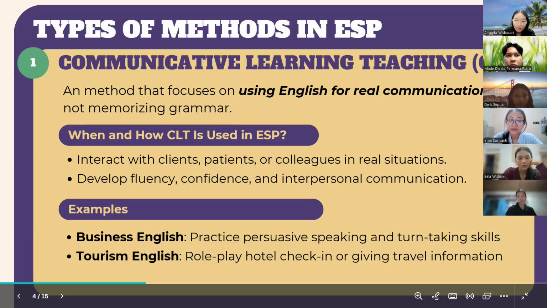Okay, and then I have some examples for this method. The first one is in the field of business English. The purpose here is to practice persuasive speaking and turn-taking skills. Activity examples are role-play business meetings, product presentations, or client negotiations.